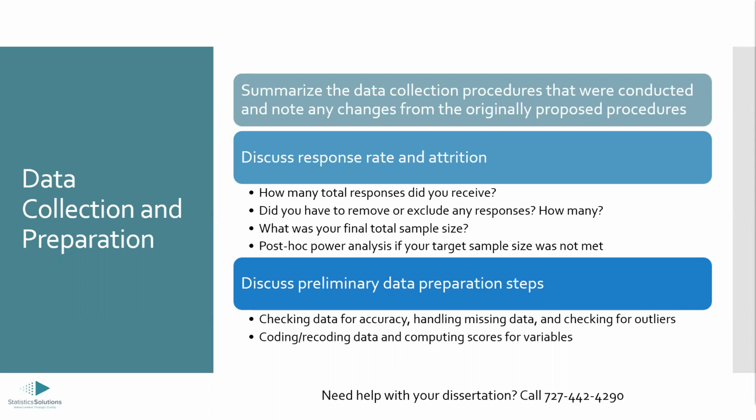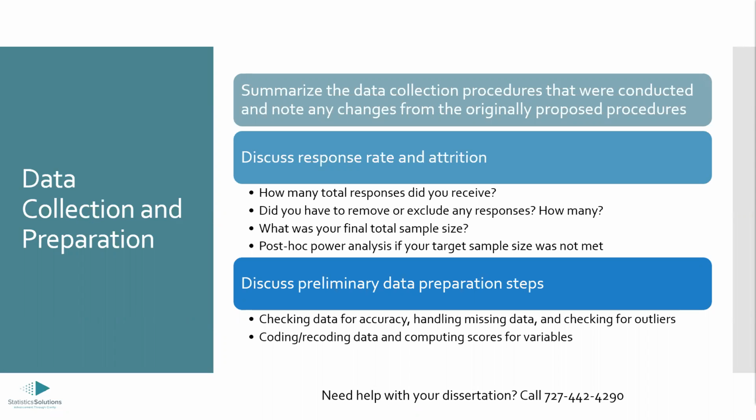So some schools may want you to actually go back to your methodology chapter and update that and change it to reflect what you actually did. Other schools may want you to keep your originally proposed methodology intact and instead in the results chapter describe and justify any changes that you made to the data collection process. So whichever way your school wants you to do it, you do need to make sure that you describe any changes that you made from what you originally proposed.